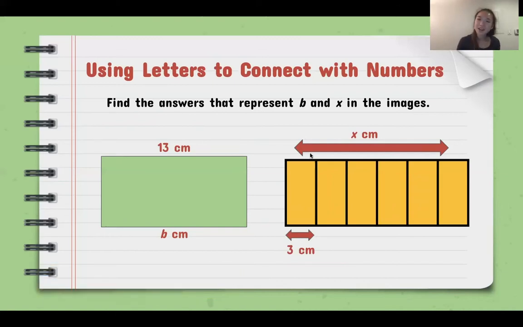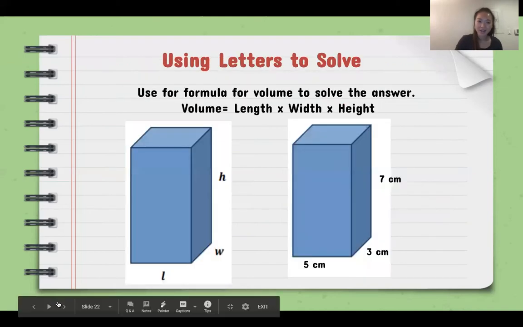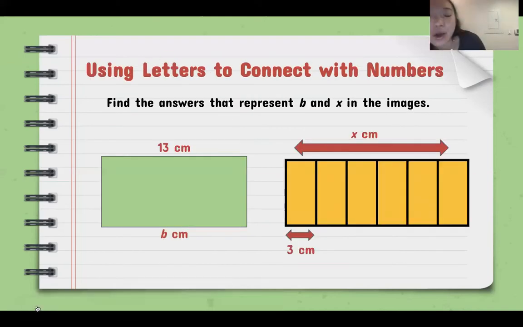All right, so coming back together, my 13 centimeters is parallel to my B centimeters, so I know it's going to be the same as the 13 centimeters because they are parallel to each other in the rectangle. So I know B is going to be 13 centimeters.